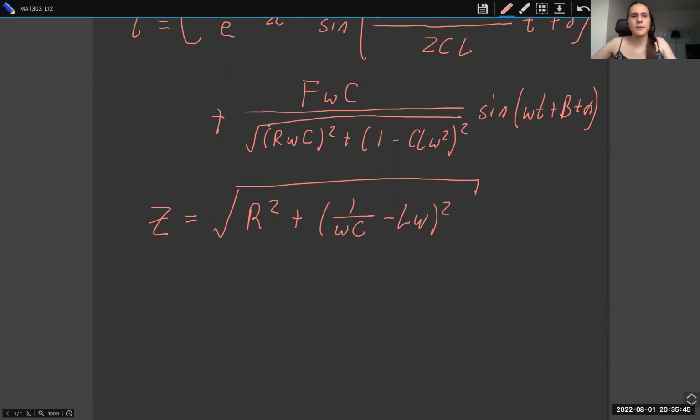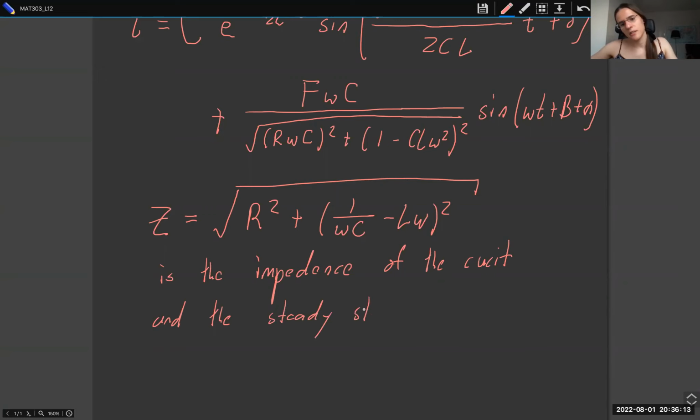And the amplitude is proportional to this. So the amplitude is inversely proportional to this, the impedance of the circuit. And the steady state amplitude of the currents is inversely proportional.